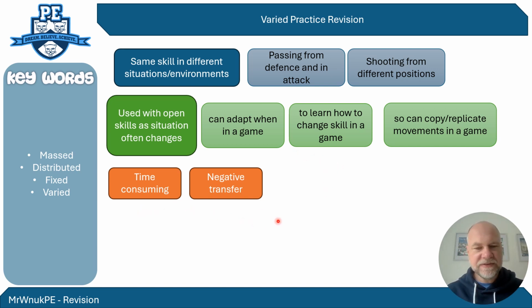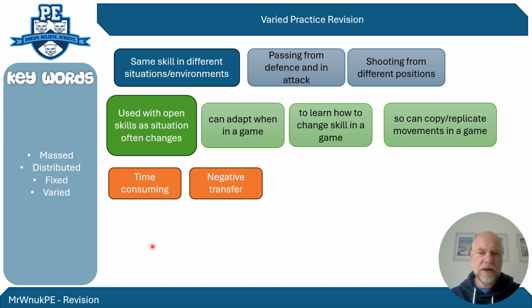The two main disadvantages of these areas is that it's time consuming to set up a drill and then run through it and then change the situation and then run through it again, so it can take time. But it is more interesting, so you reduce the boredom because you're changing your positioning and environments. But there can be elements of negative transfer. Now, negative transfer is where one skill has a negative impact on another skill. So you might end up learning a skill which has a detrimental effect on the skill that you're practicing.